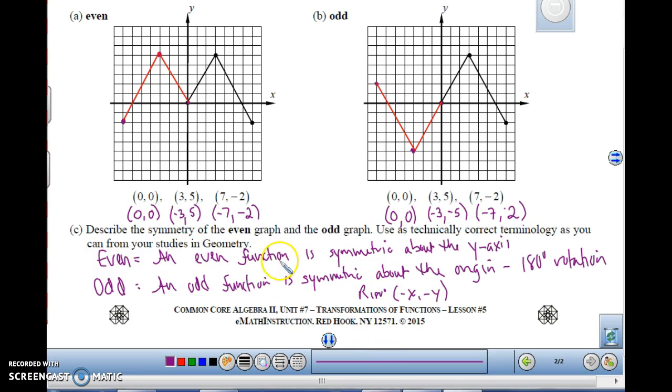Okay, and same thing for an even function, it's symmetric about the y-axis, because opposite inputs give you the same outputs. When you reflect over the y-axis, your x changes, your y does not. So negative x, y. When you're doing these problems, if a function is symmetric about the y-axis, it's going to be an even function. If it's reflected through the origin, it's going to be an odd function.